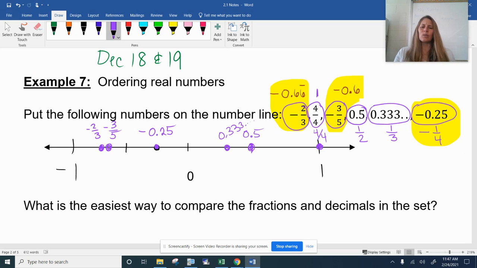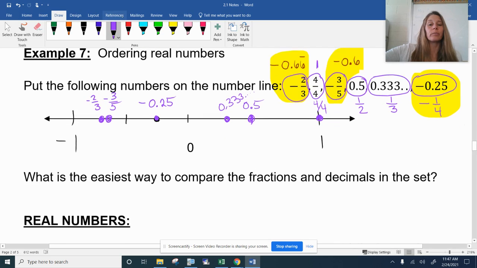So what is the easiest way to compare the fractions and decimals? It's really kind of up to you. I found it easier to convert those decimals into fractions because I happened to know what those decimals were equal to, but then comparing the fractions was a little bit trickier. So it's really going to depend on the numbers and your knowledge of those fractions or decimals.